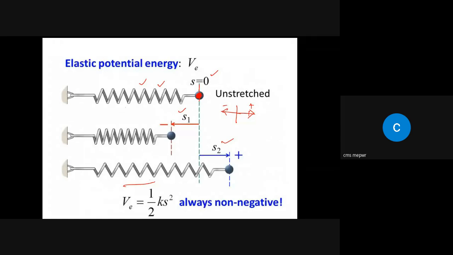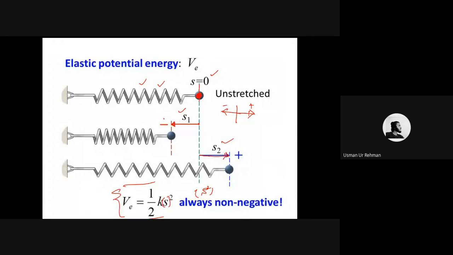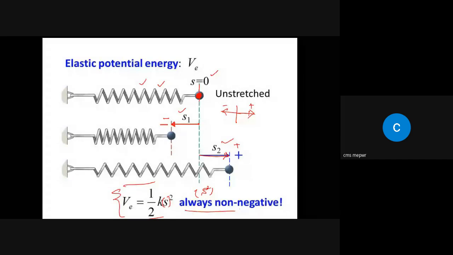Similarly, for elastic potential, the equation is Ve equals half k s squared. If you observe this equation, the deflection or displacement is squared. So whether we have compression or extension, a positive or a negative displacement, in both cases the result will be positive because of the square. That's why the elastic potential will always give you a non-negative answer.